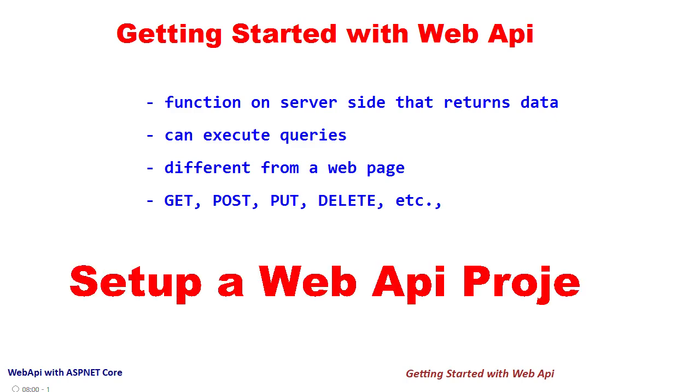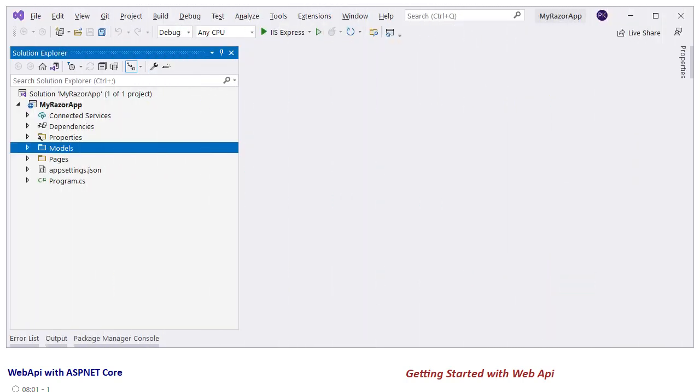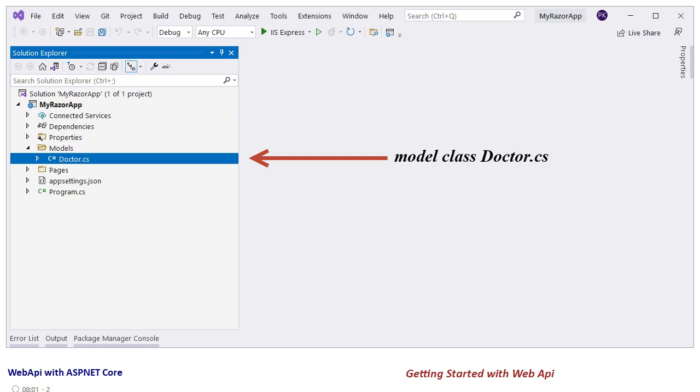Now we shall set up a project for learning about the web API. This will be a basic setup. We shall keep adding API in the next upcoming tutorials, but right now let us set up a simple project. First of all, create a simple ASP.NET Core project and open the Solution Explorer as you can see here. Add a folder called Models so that we can keep our model classes and DB contexts in this folder. Right-click this folder and add a model class called Doctor.